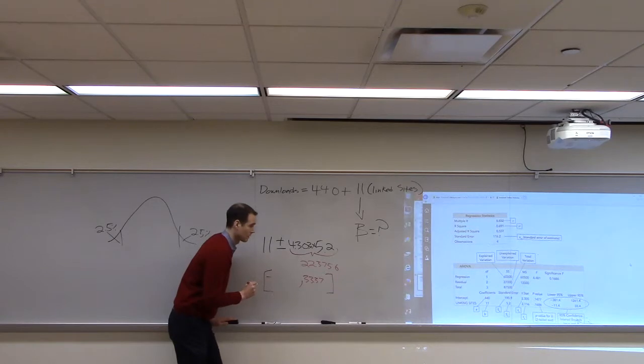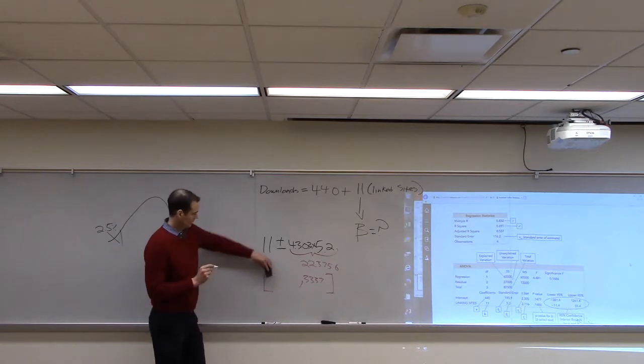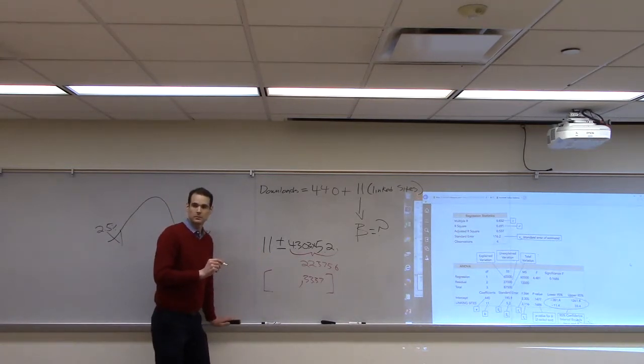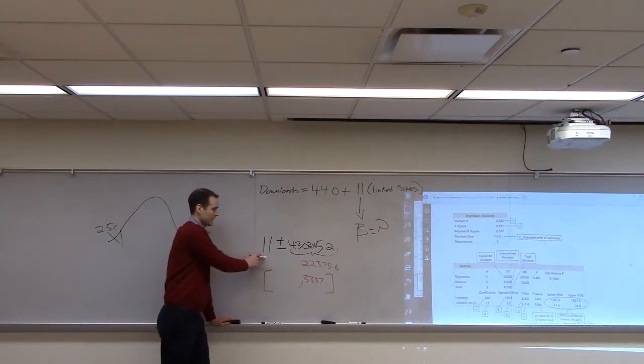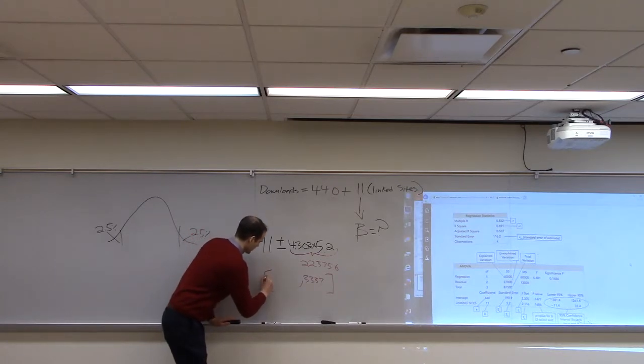Just 11. How much? Negative 11. Yeah, 11 minus 22, I thought negative. Oh, it's 11 minus. Oh, right. Negative 11.37.